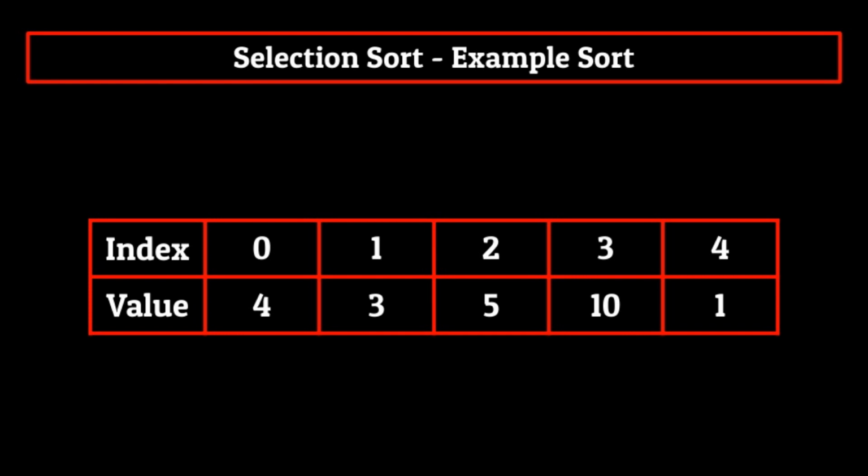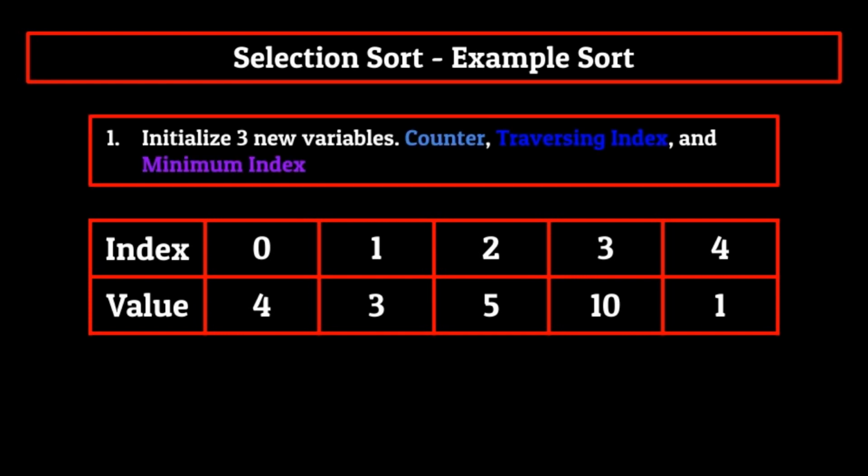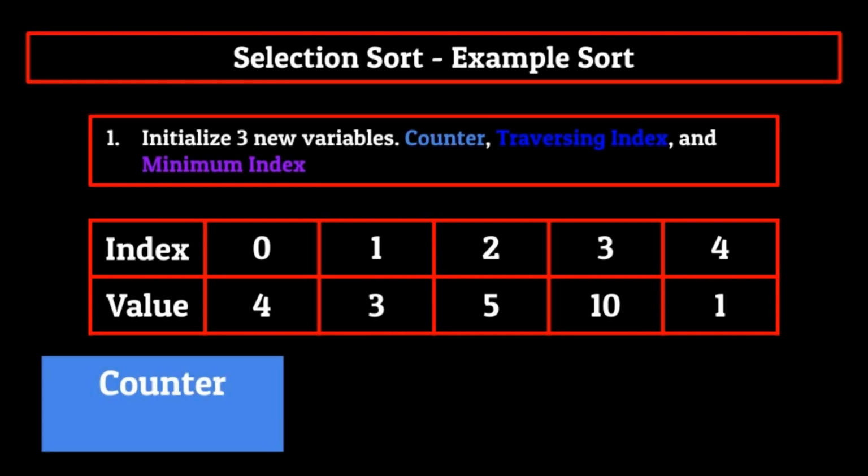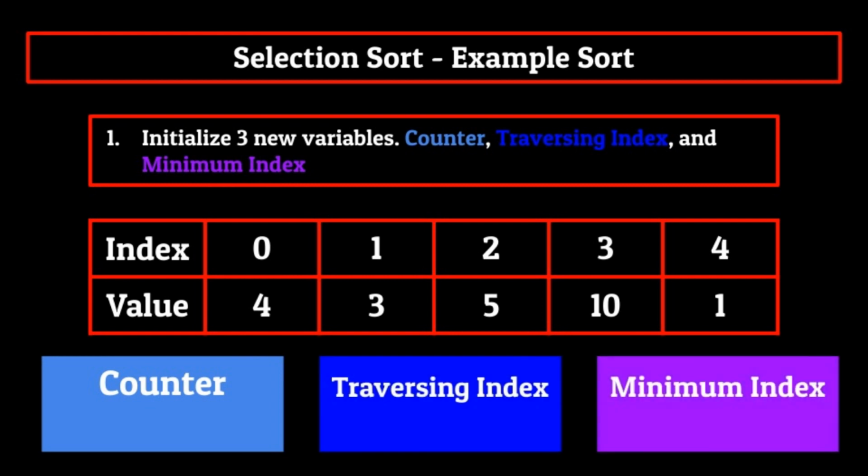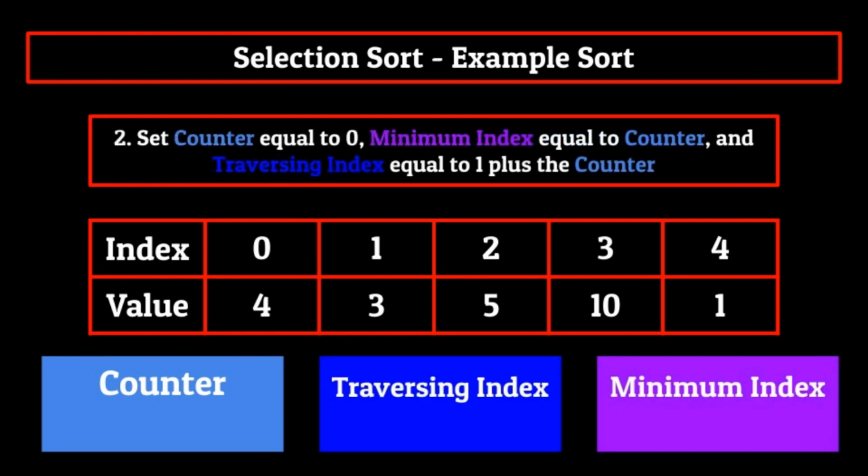Following our steps from the last segment, we'd start off by defining our 3 variables: counter, traversing index, and minimum index. Counter and minimum index both get set to 0, and the traversing index gets set to 1 plus the counter, so in this case the integer 1.